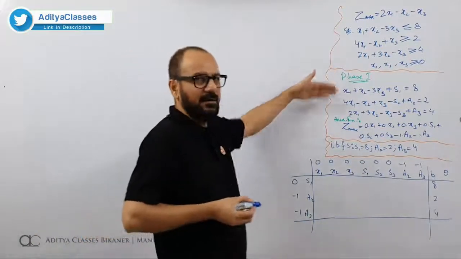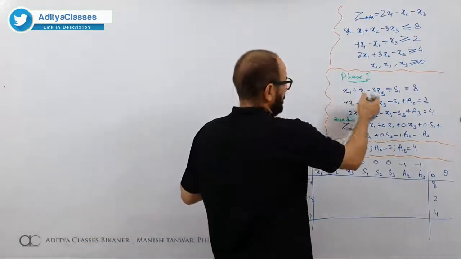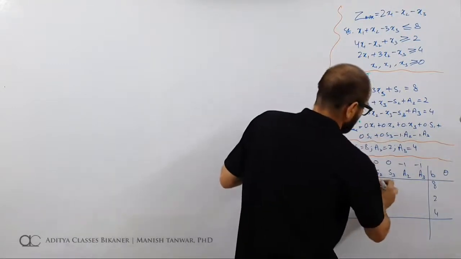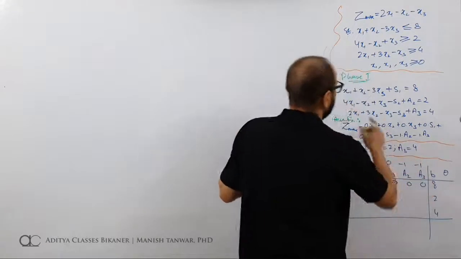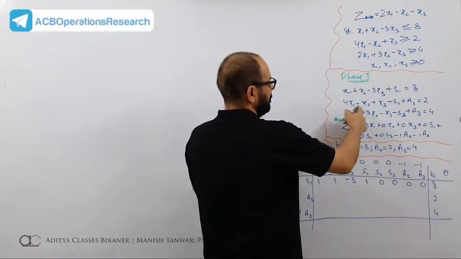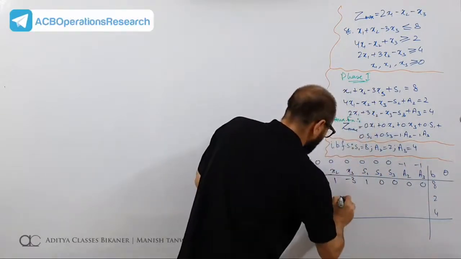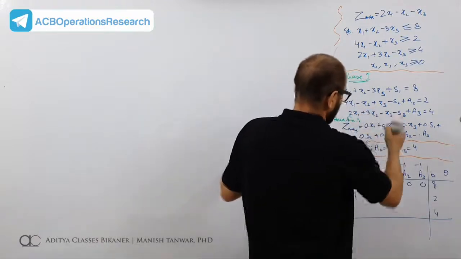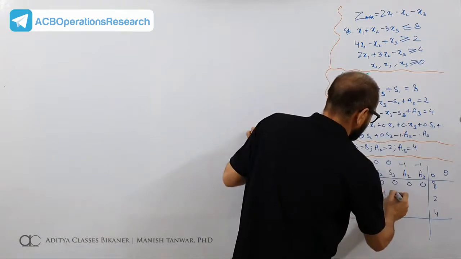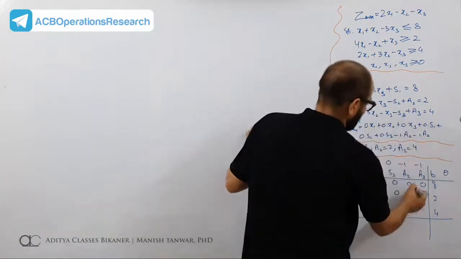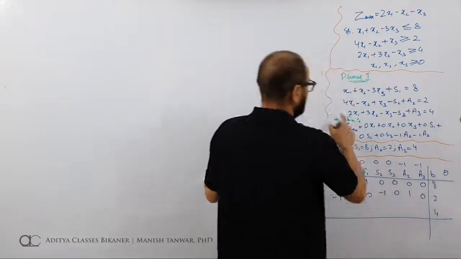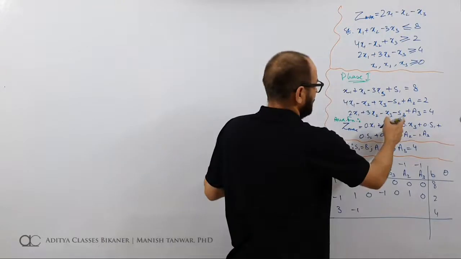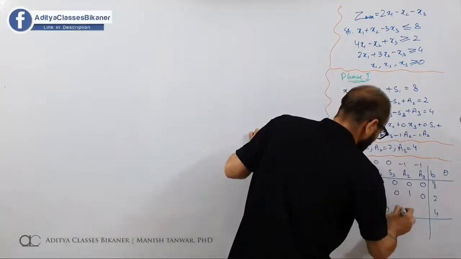And now we can have our constraints. We have a 1, 1 minus 3, 1, 1 minus 3. Then there is a 1, 0, 0, 0, 0. For the second one, we'll have a 4 minus 1, 1. S1 is not there, S2 is minus 1, S3 is not there. A2 is there. And the last one would be a 2, 3 minus 1. Then there is an S3, 0, 0.